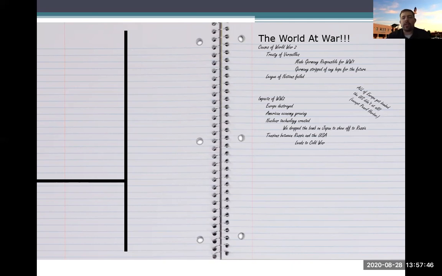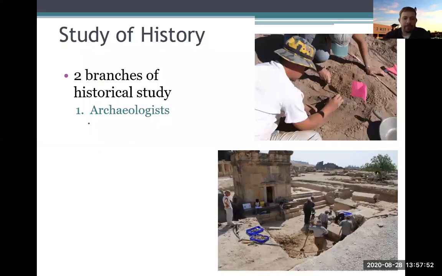The first thing we consider when we talk about what is history, and how reliable is the history that we study, is where our information comes from. For the vast majority of historical information, we have two main sources, two branches of historical study. We start with the first one, archaeologists. You've probably heard of these before, and you probably have a rough idea of what they do.